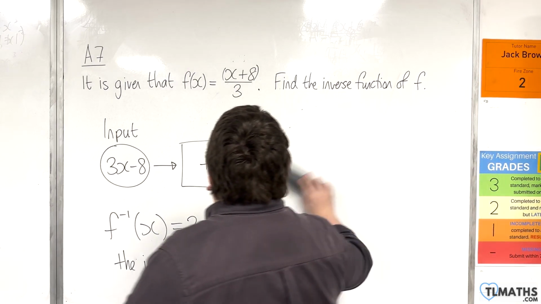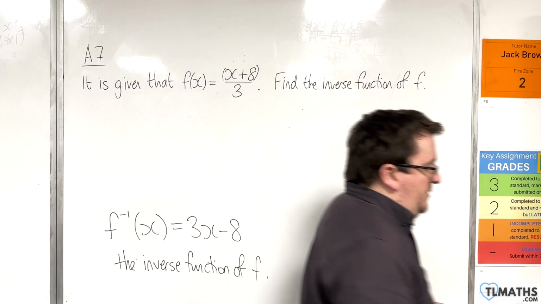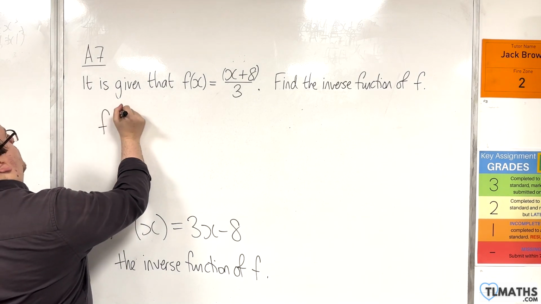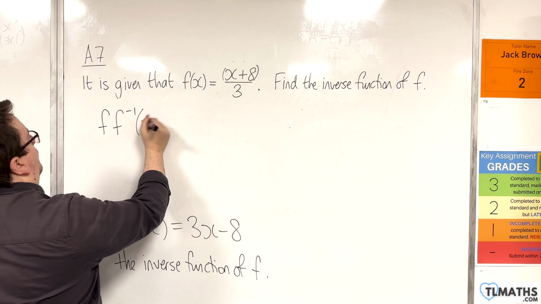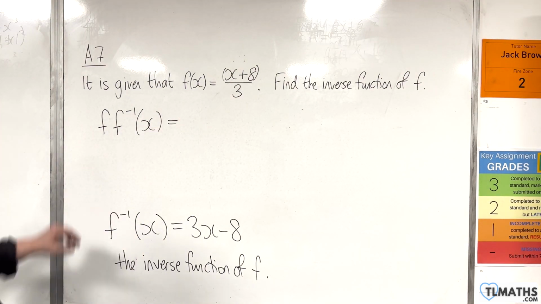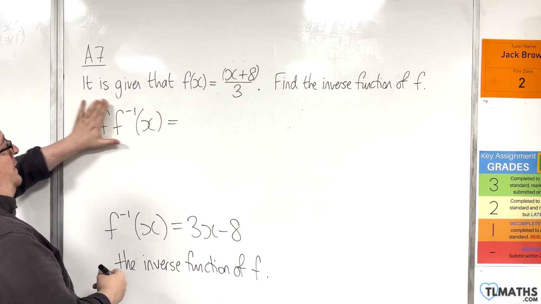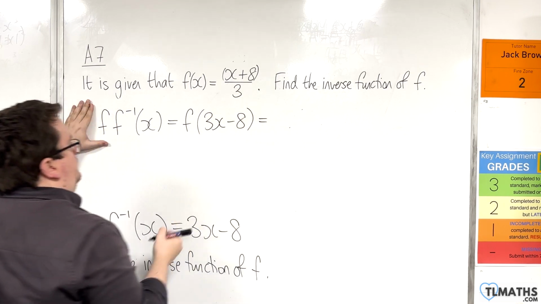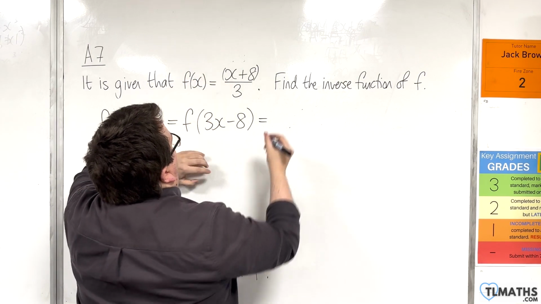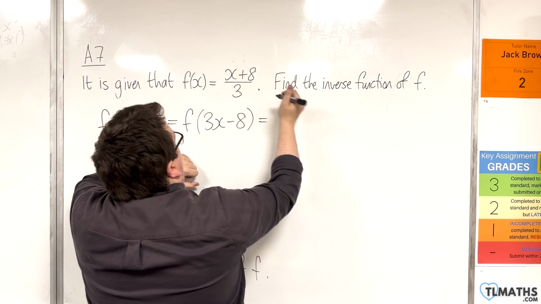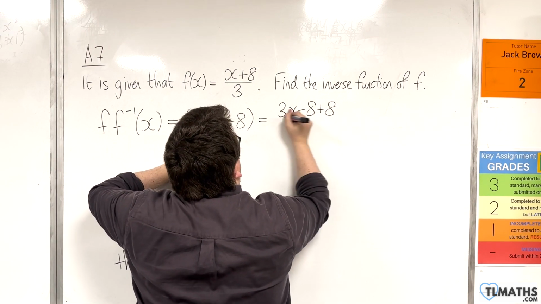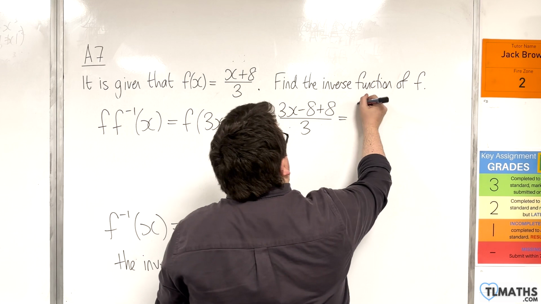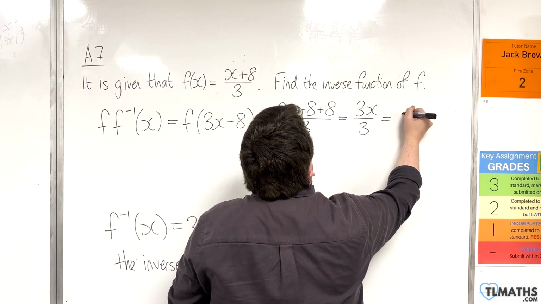Now, the property of that is that if we look at the composite function of f and its inverse, so if I wanted to find f of f minus 1 of x, then that means I'm putting the inverse function of f into f. So 3x take away 8 is going into f. So 3x take away 8 replaces the x. Let's get rid of those brackets now. And we've got 3x take away 8 plus 8 over 3. So the minus 8 plus 8 is 0, and we're left with 3x divided by 3, which is x.